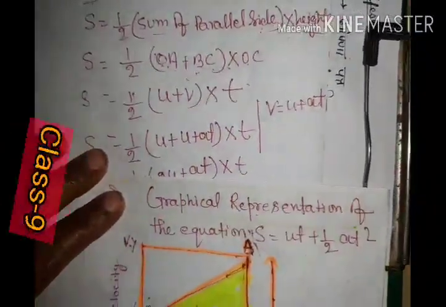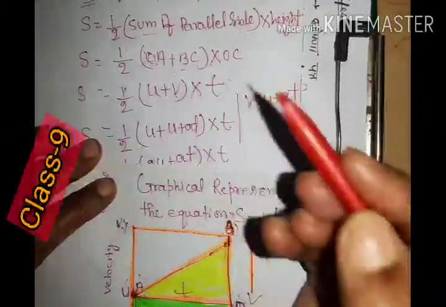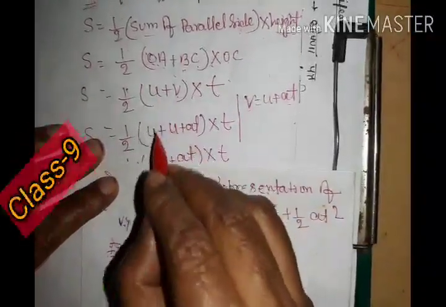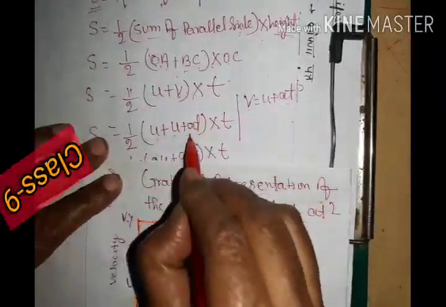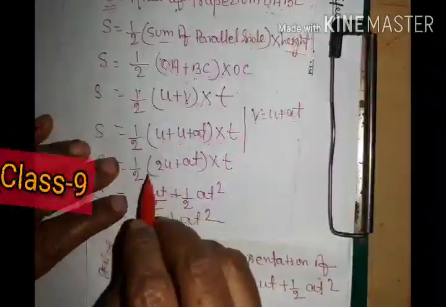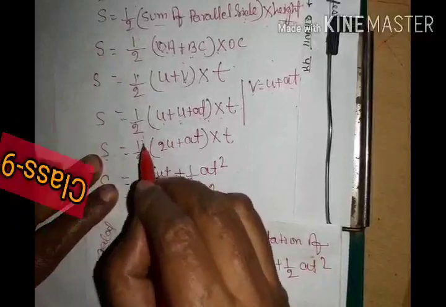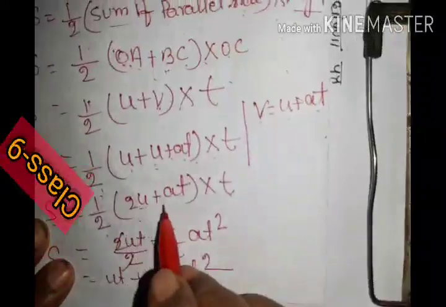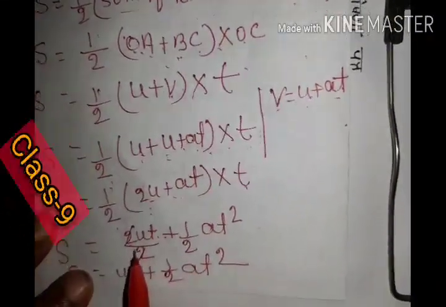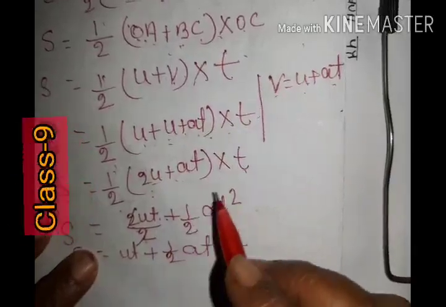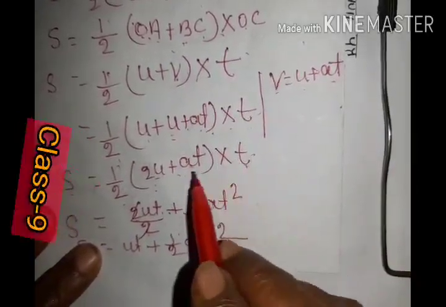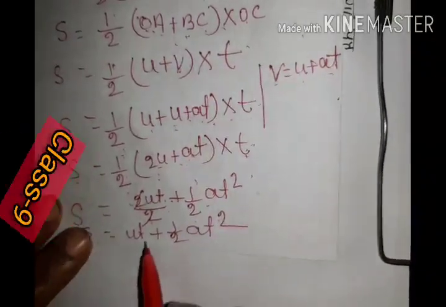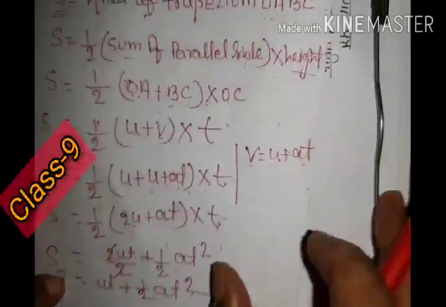Now put the formula for v from the acceleration, v is equal to u plus at. So u plus v is equal to 2u plus at, into t. So now S is equal to half 2u plus at into t. Multiply 2u into t, 2ut by 2, and multiply t with at, so half at square. S is equal to ut plus half at square.